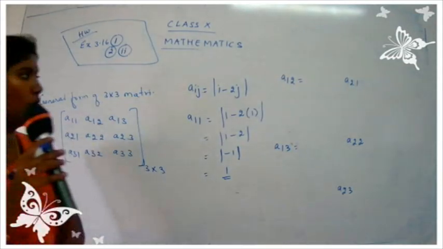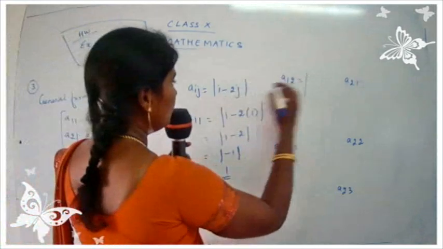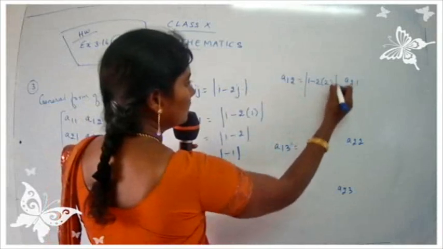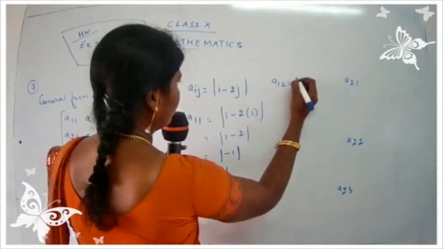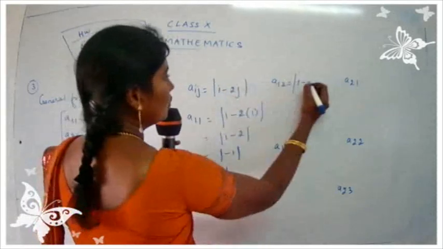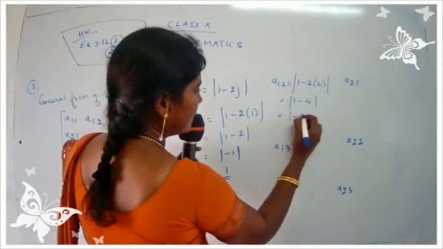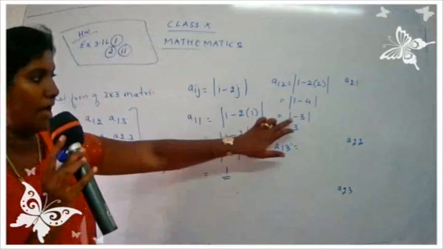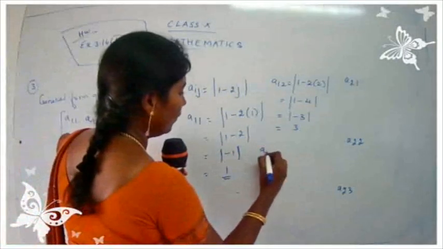So 1, 2. What is the meaning of 1, 2? i is 1, j is 2. So 1 minus 2 into 2, 1 minus 4, minus 3. So absolute value, when I remove the absolute value, I get 3. Be quicker, children.